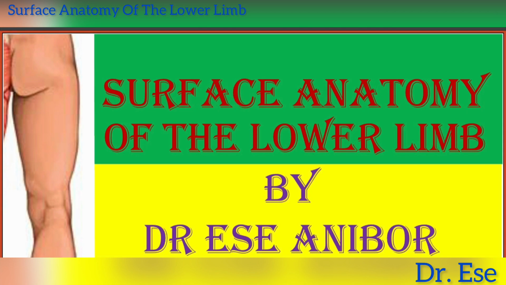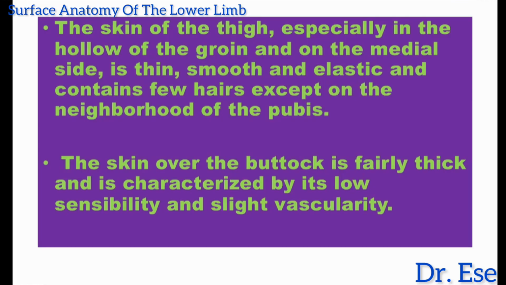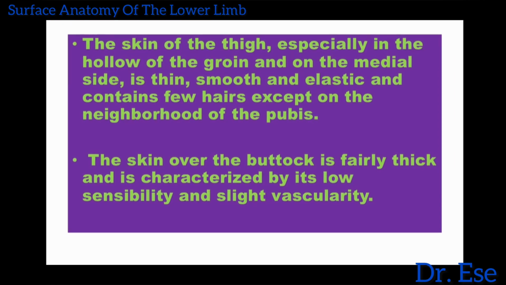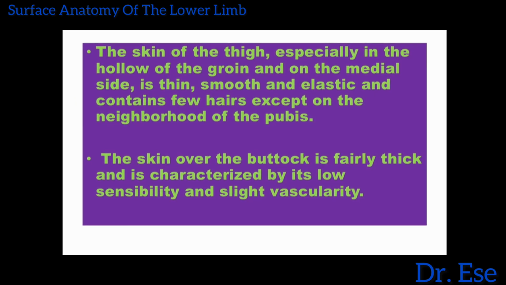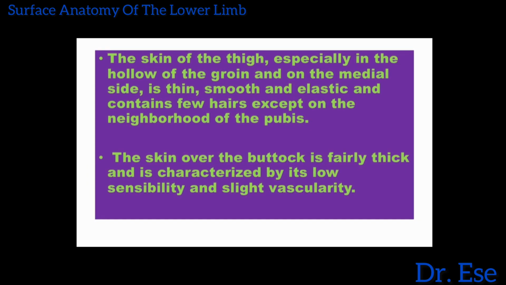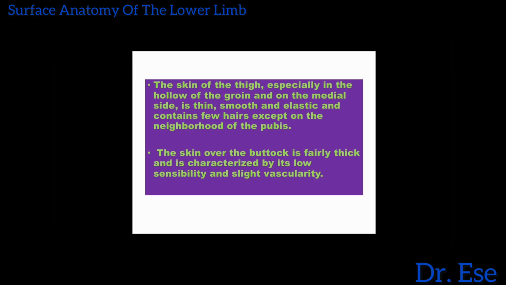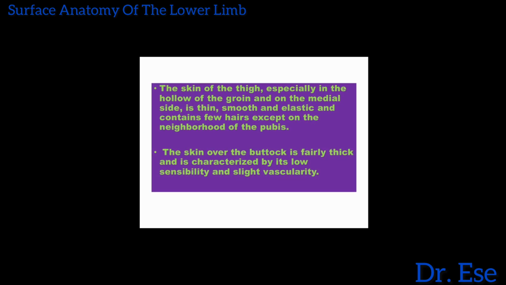Today we'll be looking at the surface anatomy of the lower limb. Let's get right into it. So the skin of the thigh, especially in the hollow of the groin and on the medial side, is thin, smooth and elastic and contains few hairs except in the neighborhood of the pubis. The skin over the buttocks is fairly thick and is characterized by its low sensibility and slight vascularity.